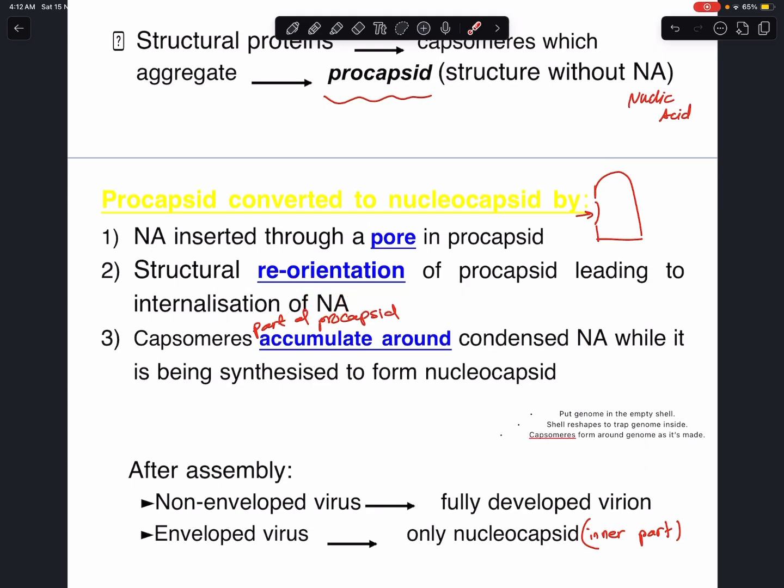The capsomeres accumulate. So it didn't just change shape. Now it's all condensed, very condensed. Capsomere accumulation around condensed nucleic acid is synthesized to form the nucleocapsid.